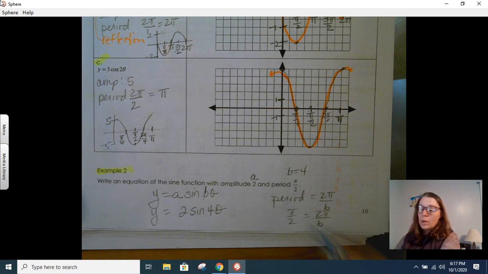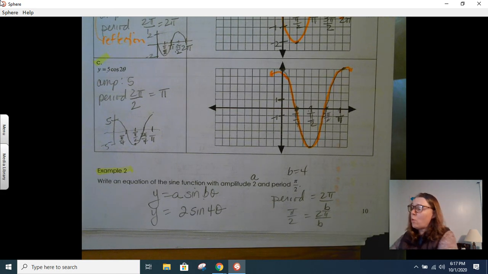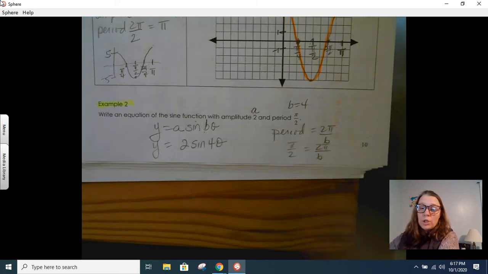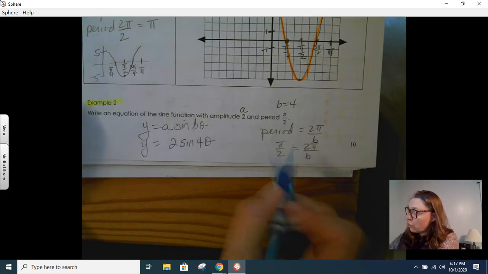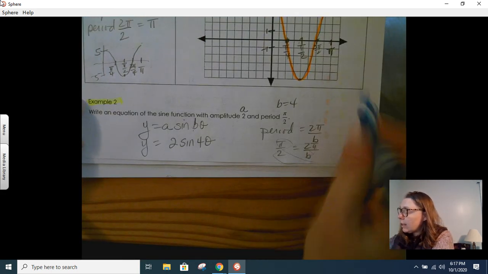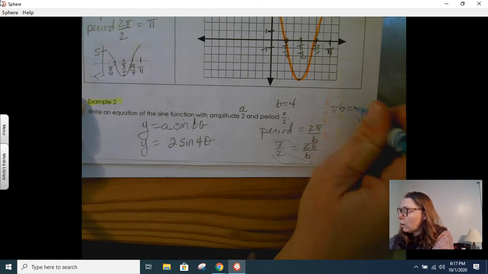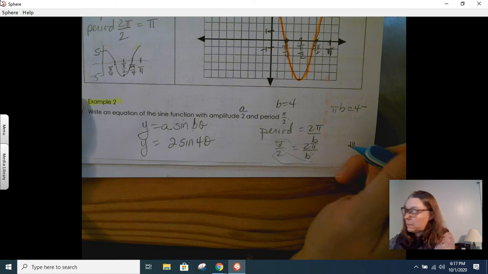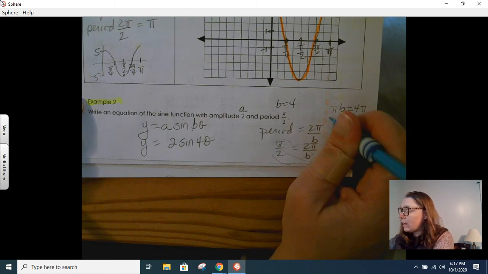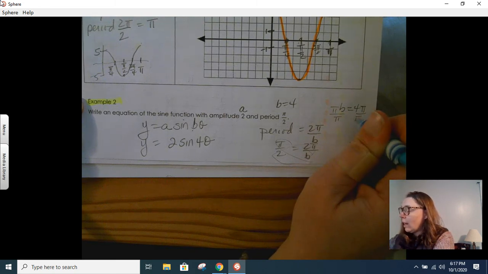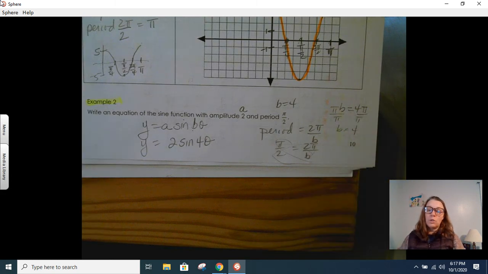Now, if you're looking at this equation and saying, I don't know how the heck you're getting 4, what you can always do is just do a quick little solve, just cross multiply: pi times B equals 4 pi. And then if I solve for B by dividing, I get B is 4. Okay, so that's a way to do it. Sometimes they are trickier than that.